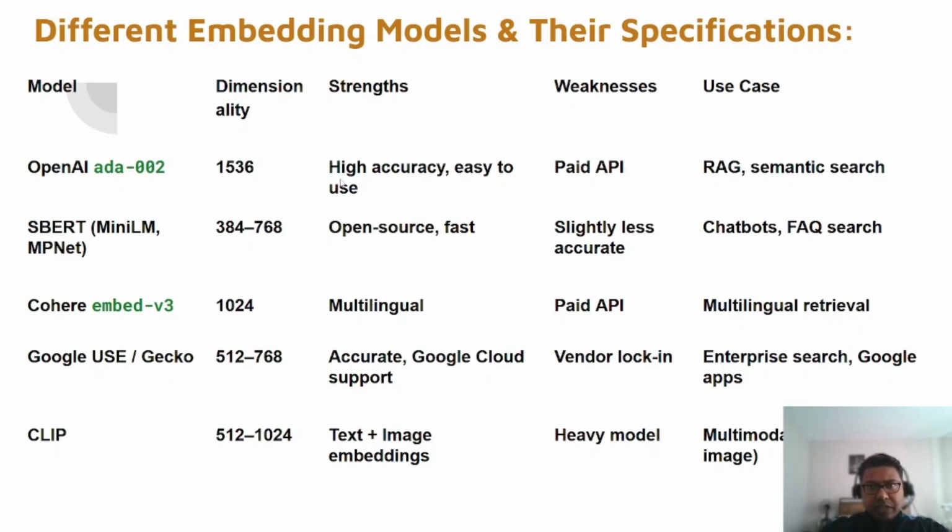If you see strengths: high accuracy, easy to use. Weakness: it's a paid API. Use case: RAG, semantic search. So we use this embedding model for RAG and semantic search.